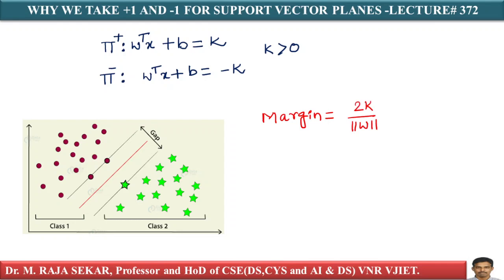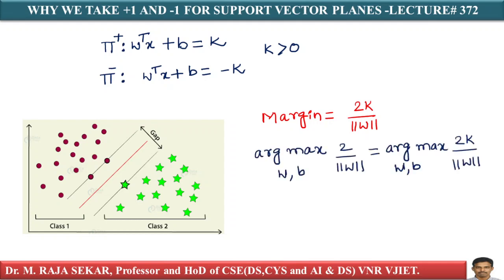2k by norm w. What is k? Here k is a constant. From optimization standpoint, we know that argmax over w comma b, the w comma b which maximizes 2 by norm w, is the same as argmax of 2k by norm w, the w comma b which maximizes 2k by norm w. That is, argmax of 2 by norm w is the same as argmax of 2k by norm w.